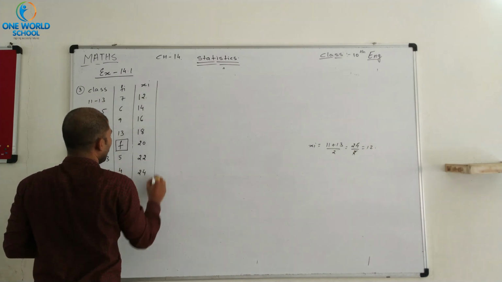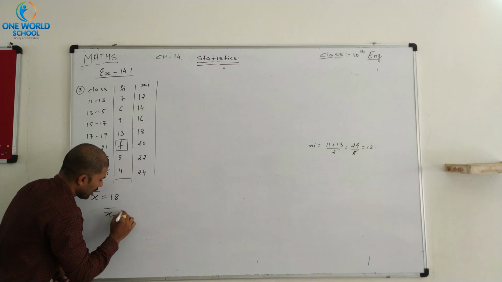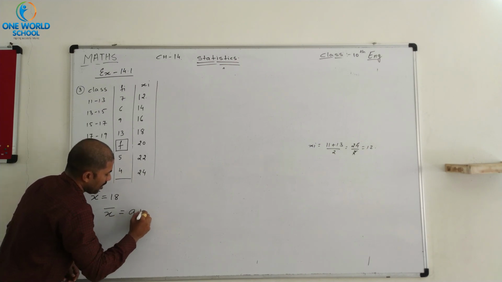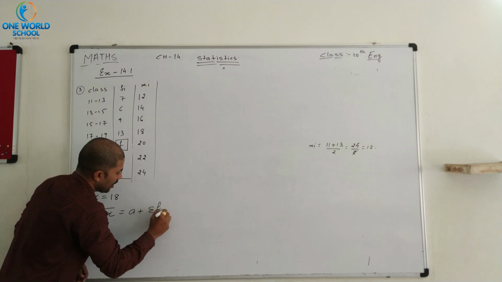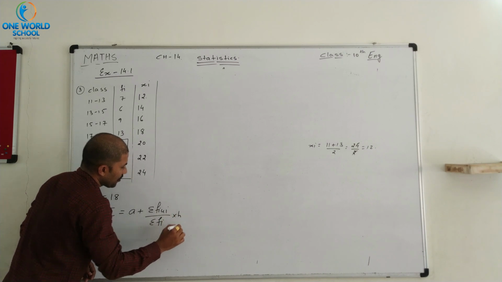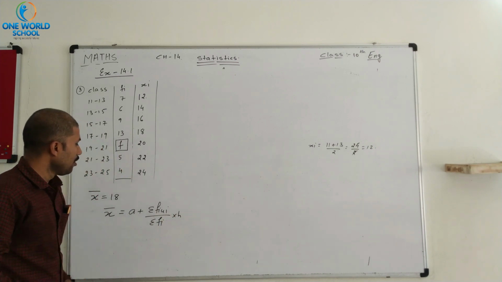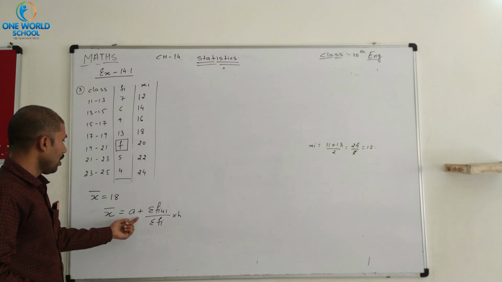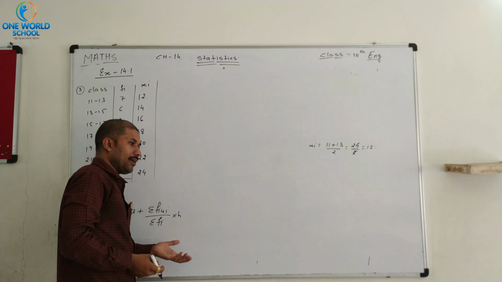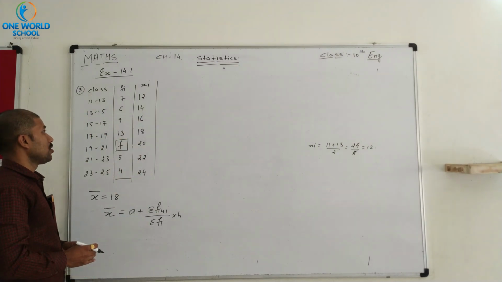Now move forward. What is the formula of step deviation? x bar equal to a plus sigma fi ui upon sigma fi, into h. So now we obtain each and every value of the given formula. First of all, a. We know the value of a should be selected from the xi section, that is, the mid value section.